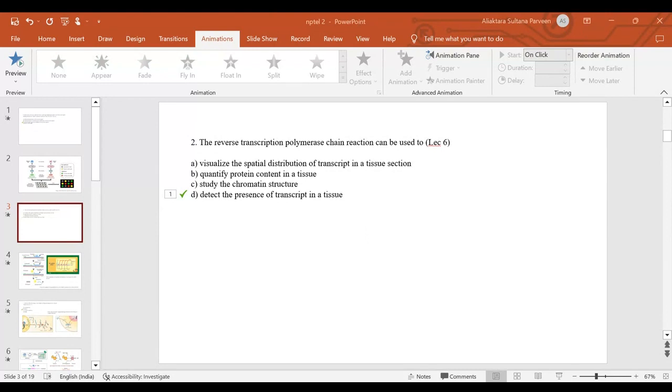Imagine the signal will be detected once 100 signals accumulate, so you have to go for up to 100 cycles. Now imagine you have two sets of cells: one healthy, another infected. Suppose your healthy cells contain one transcript and your infected cells contain 10 transcripts. To reach 100, your healthy cells will require 100 cycles, supposing in each cycle you get only one signal.